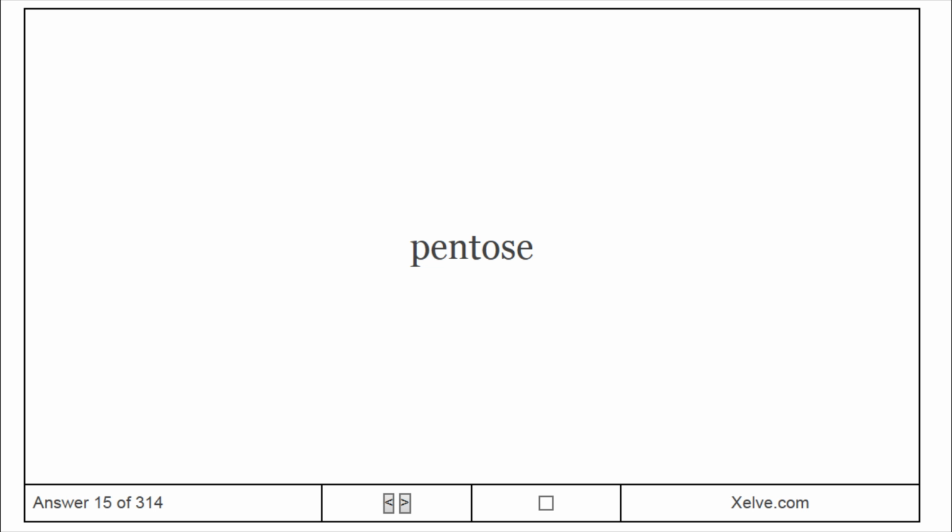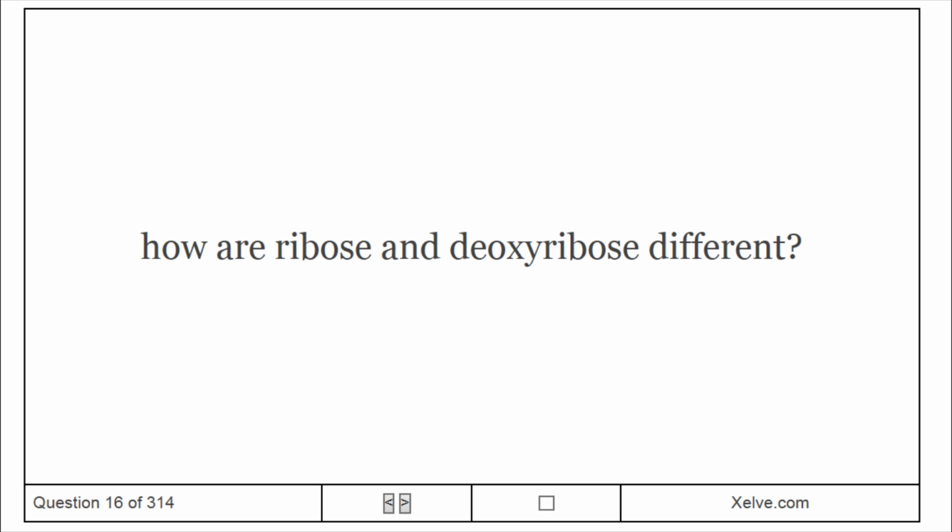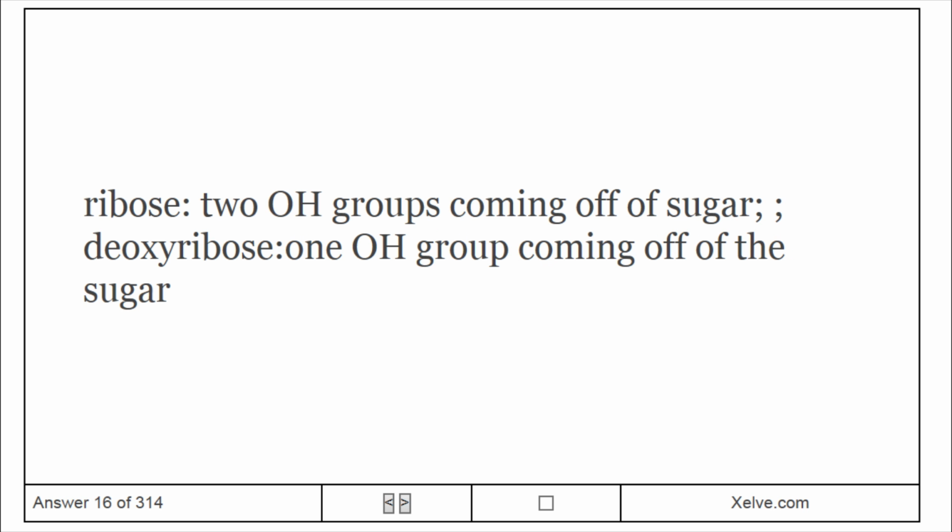Pentose. How are ribose and deoxyribose different? Ribose has 2 O groups coming off of the sugar, deoxyribose has 1 O group coming off of the sugar.